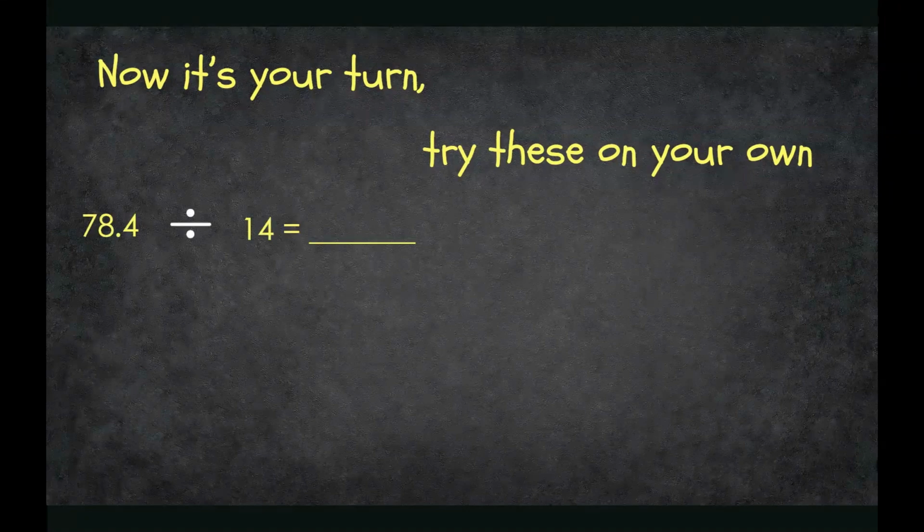The first one, 78.4 divided by 14. This one's fairly easy when the decimal is in the total. We just divide like normal and remember to bring the decimal point straight up into the quotient. And I'm going to give you a little harder one, a little bit more of a challenge, where the decimal is in the divisor, where we're doing a whole number divided by a decimal.